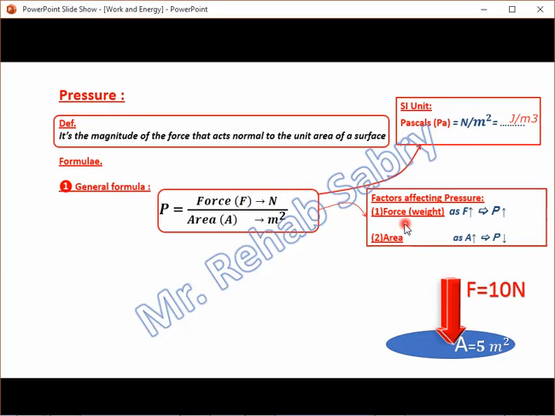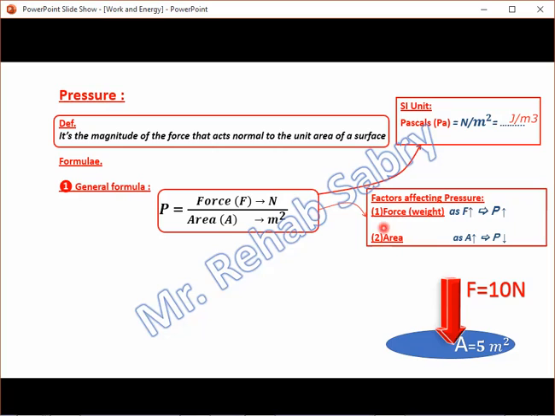So force, or sometimes it may be weight. As force increases, the pressure increases. It's logical. But you have to differentiate between the force and the pressure because the pressure is pressure, it's not force. Okay? This is another quantity.